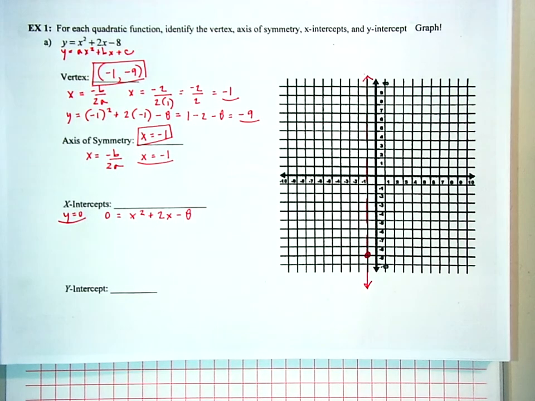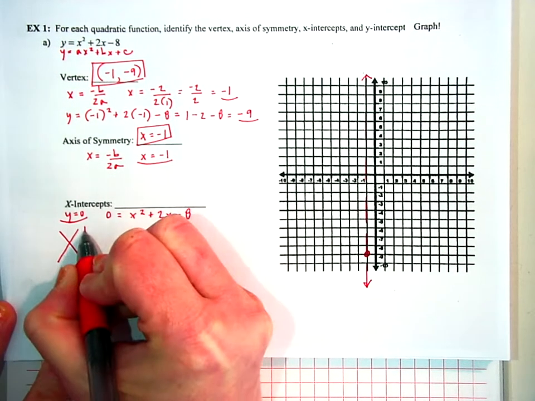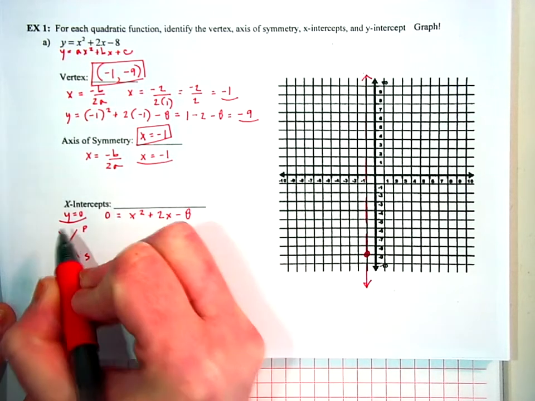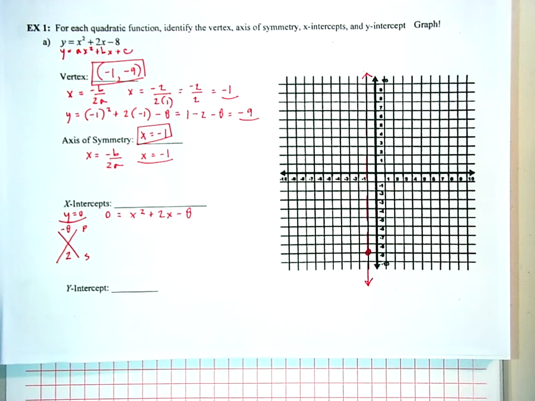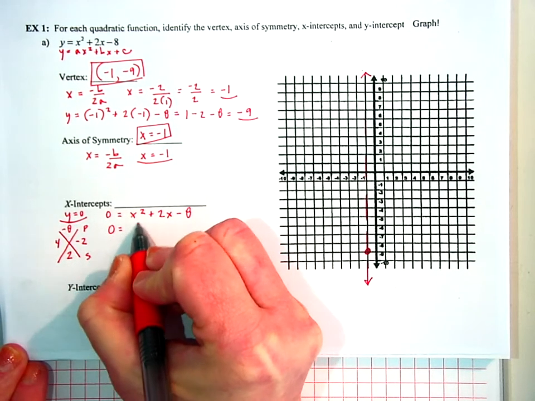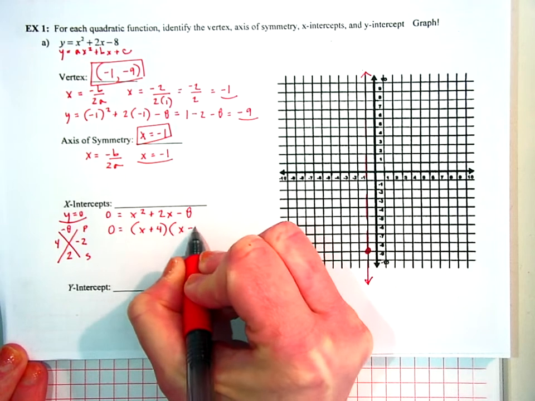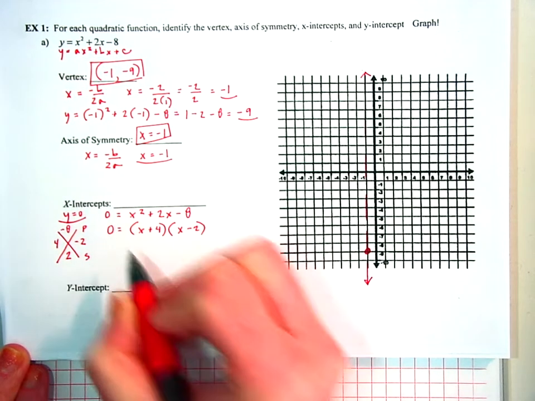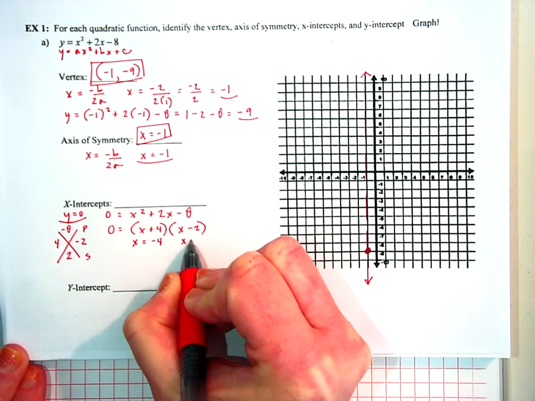I'm looking for two numbers that multiply to a negative 8 that add to a positive 2. If you like to picture that, off to the side, here's my product, here's my sum. So my product is the negative 8 and my sum is 2. So I have to multiply to a negative 8 and add to a positive 2, right? It's got to be 4 times negative 2. So those are my factors. I have x plus 4 times x minus 2. And when I set each factor equal to 0 and solve for x, I get negative 4 and positive 2.